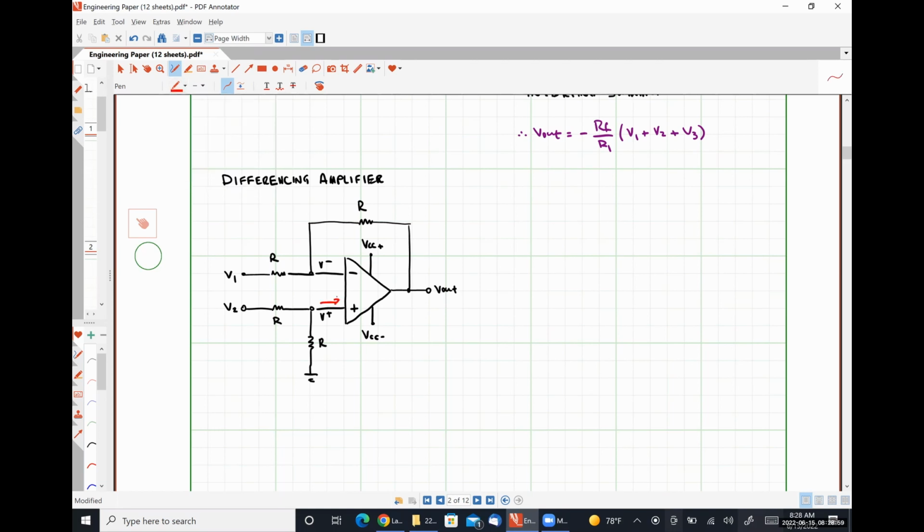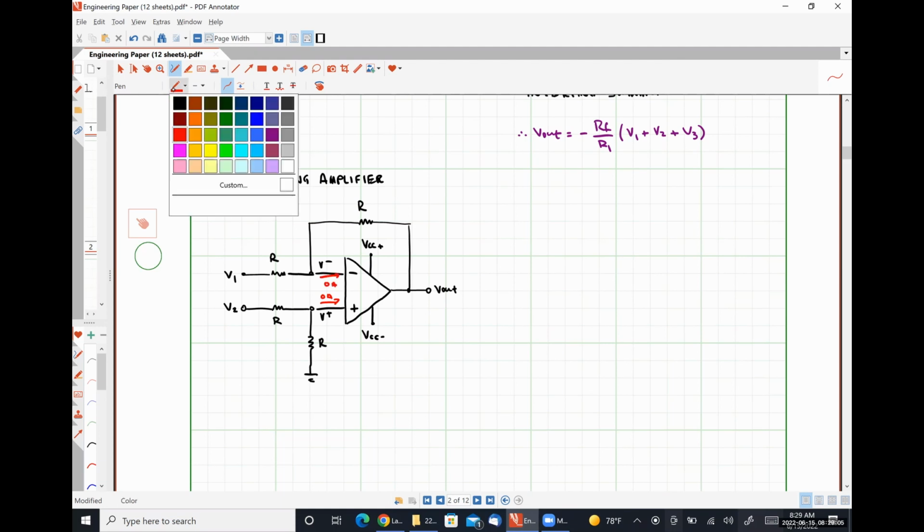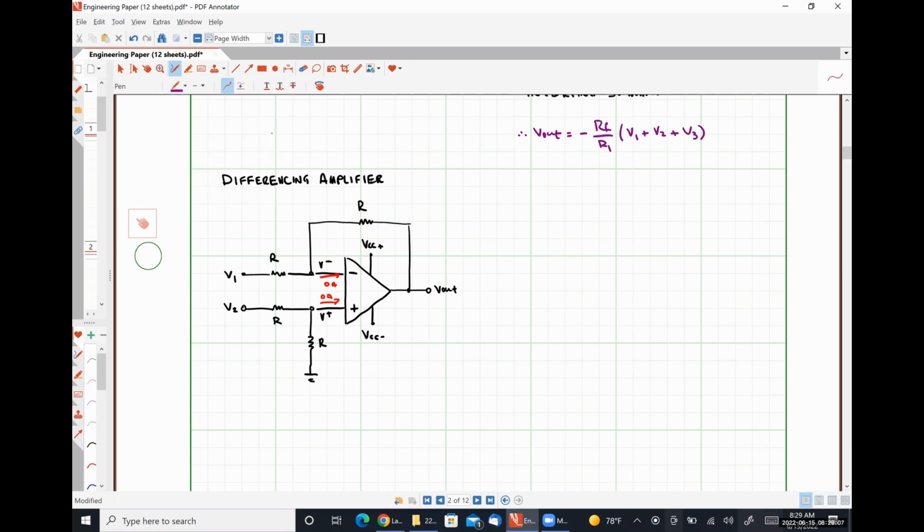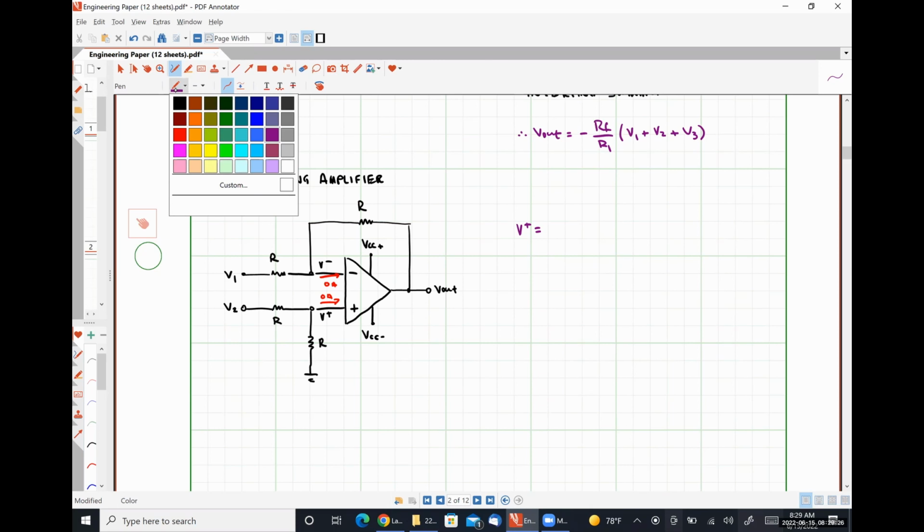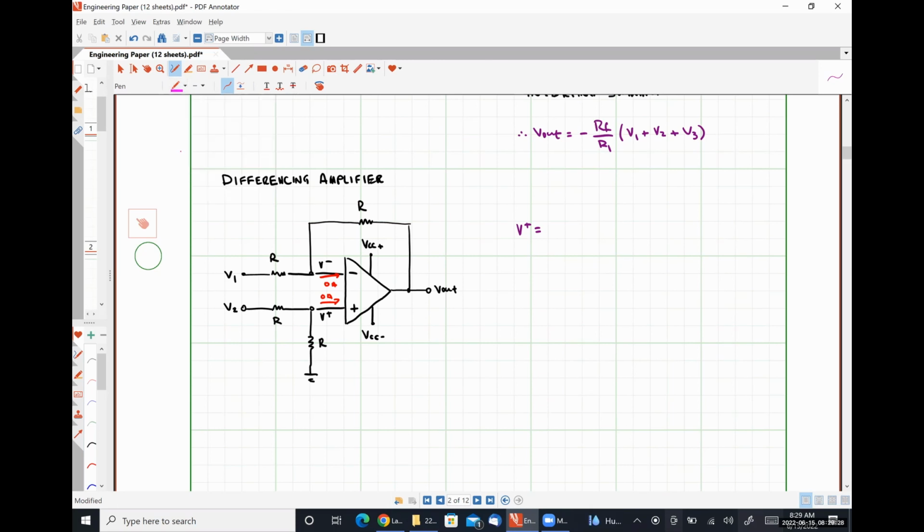So our first step, the currents flowing into the input terminals must be 0 amps. And now we have to find our voltage V plus. Well, this is going to be a little bit more difficult than our previous examples because we actually have a resistor network that we have to take into account. So there are a couple of different ways that we can think about this.